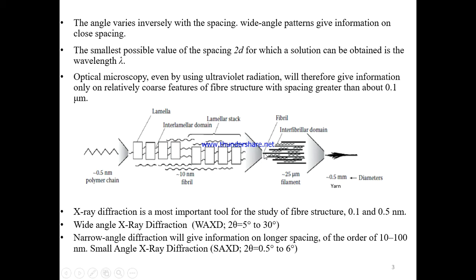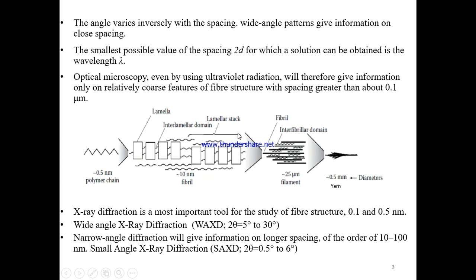Now if you look inside a single fibril, the diameter of the fibril is around 10 nanometer. Inside the fibril there are lamella, sometimes also called micelle, and there are interlamellar or intermicellar domains, the intermicellar domain or indeterminate matrix. If you remember the micellar theory or modified micelle theory, then you can understand what the micelles and the intermicellar zones are.